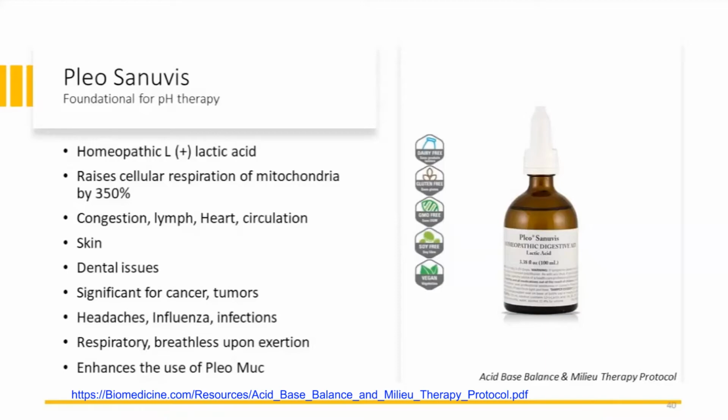It helps with congestion of the lymph, the heart, and the circulation. And it really helps people with skin diseases, dental issues. If anyone has had a track record of cancer, even as a historical imprint, I want them on this. If they have tumors or there's suspicion of tumors, get on this. Again, headaches, influenza, infections, respiratory issues, any breathlessness upon exertion, and this works really well hand in hand with Pleo Muc.